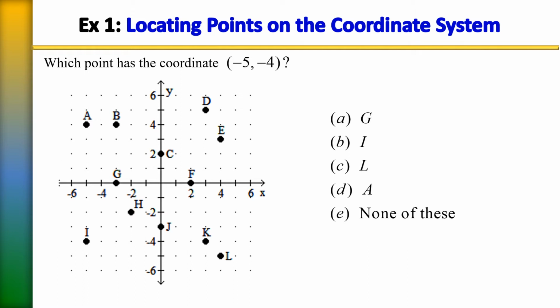So since we're given the point (-5, -4), that means on the x-axis from the point of origin, we're going to move -5, which means we're going to move 5 to the left. Our second value is a -4. That tells us our y-coordinate. Because it's negative, we're going to move down from that point, which takes us to letter B, which is choice B.